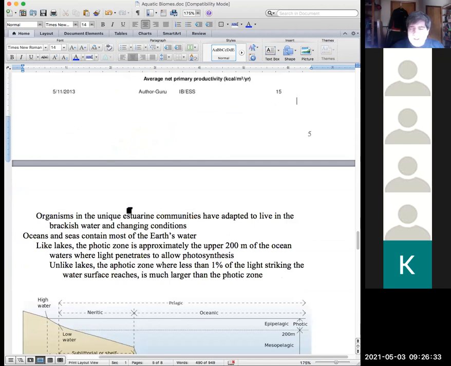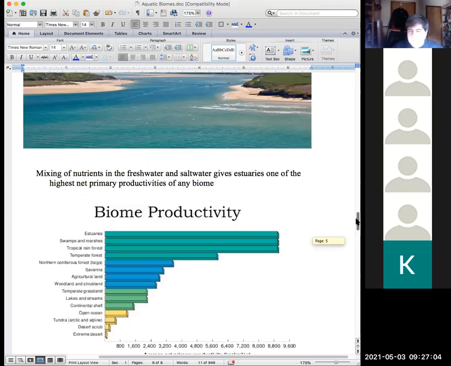Now notice that the organisms that live in these environments have evolved in unique ways. They've adapted to be able to live in brackish water, so water that isn't seawater, water that isn't fresh water, and changing conditions. Because when we look at estuaries, when the tide comes in, there's more salt water, more seawater in the mixture. When the tide goes out, there's less seawater in the mixture.